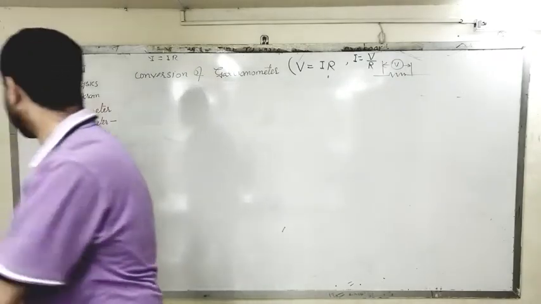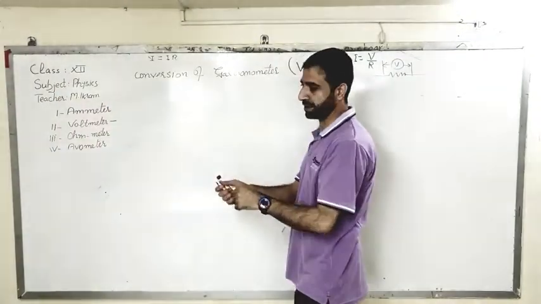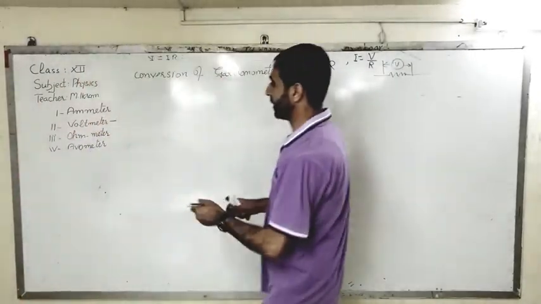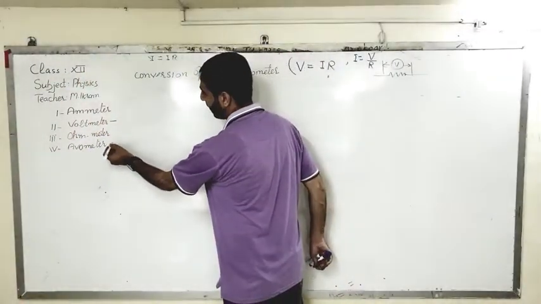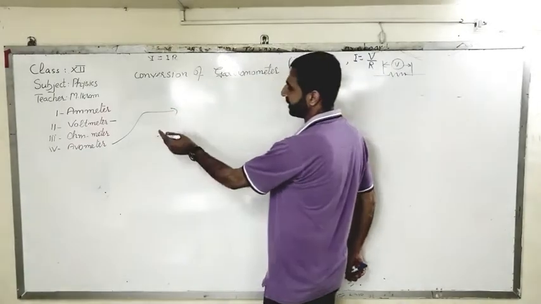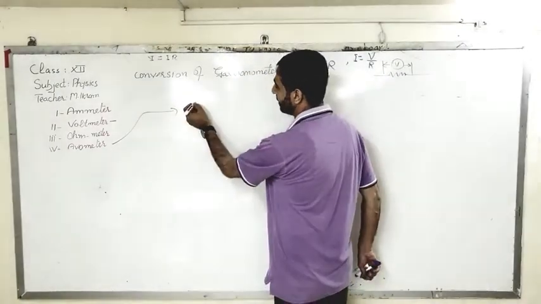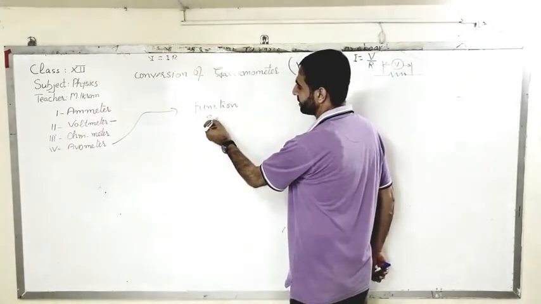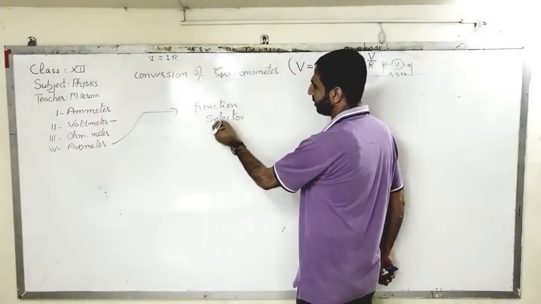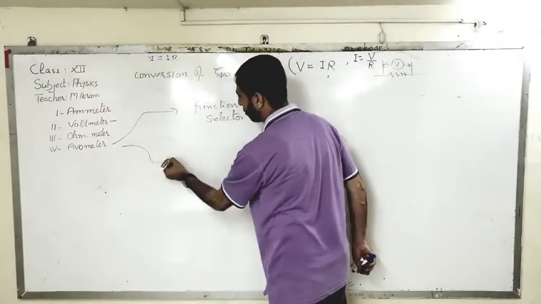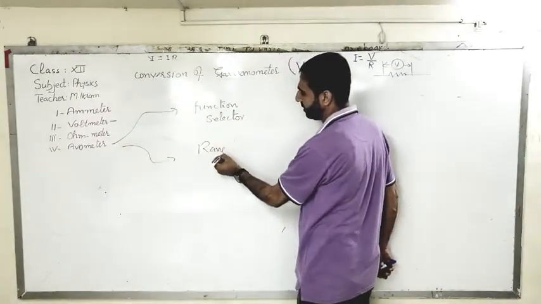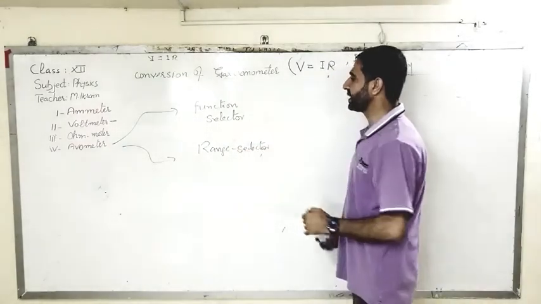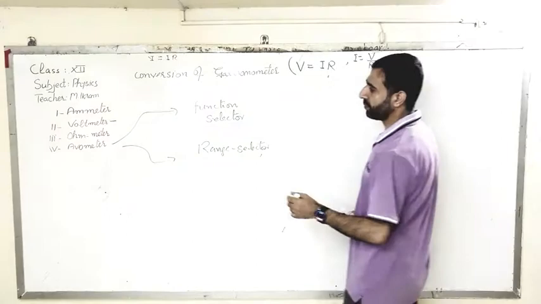Okay, but there are two important points where you would know about this. There will be the function selector first, and then within the function selector there will be the range selector. So it is a multitasking device for the function selector.